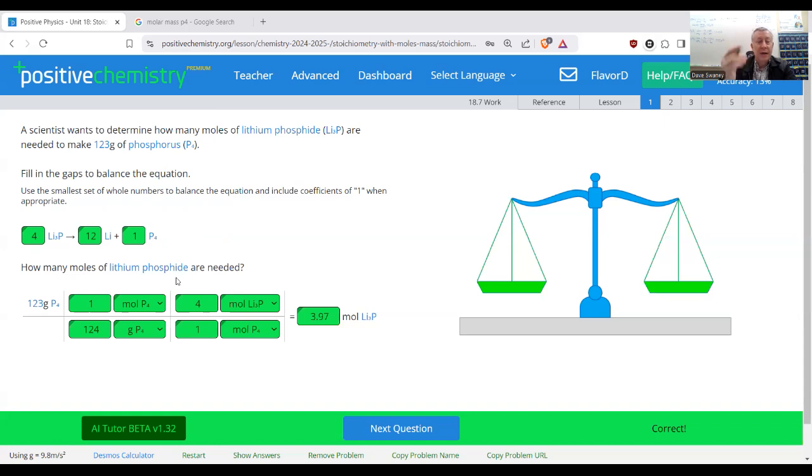But we need to do that in moles. So we're going to convert out of grams using the molar mass. This section here gives us moles, and then we can jump using the balanced reaction.